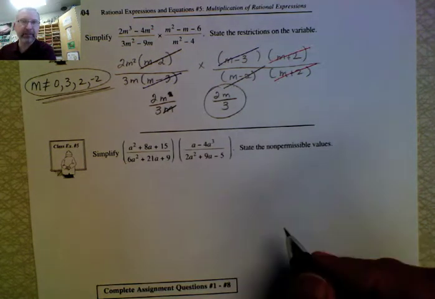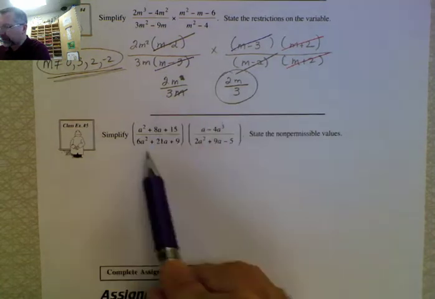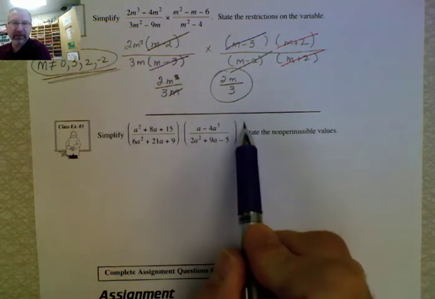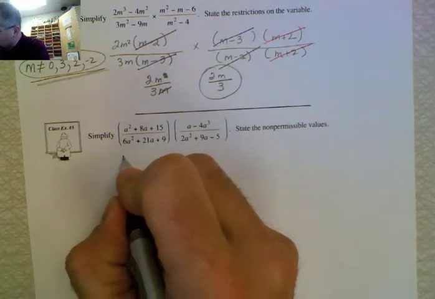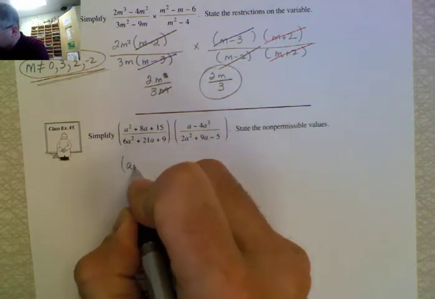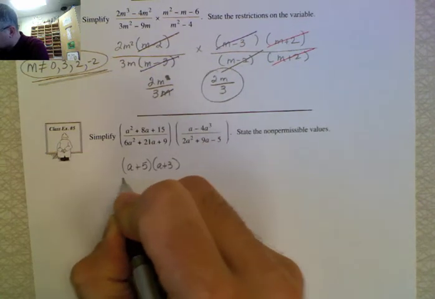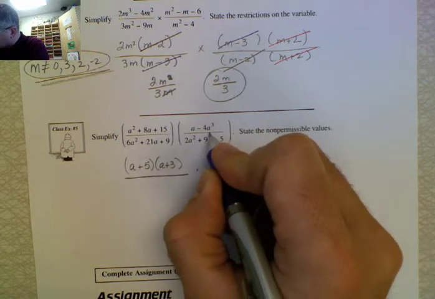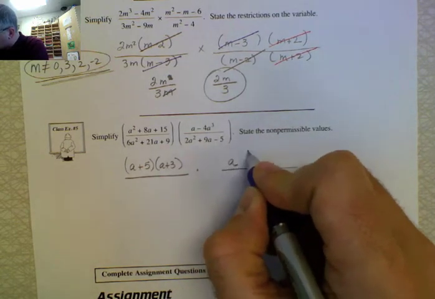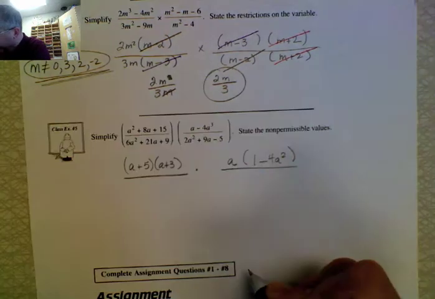Okay, last example coming up. For the most part, we're going to do a lot of factoring on a scrap piece of paper with this. We have to use box method to factor this. When we factor our numerator, we're going to get a plus 5 and a plus 3. Let's look at this numerator. I can take out an a, and I'm left with 1 minus 4a squared.